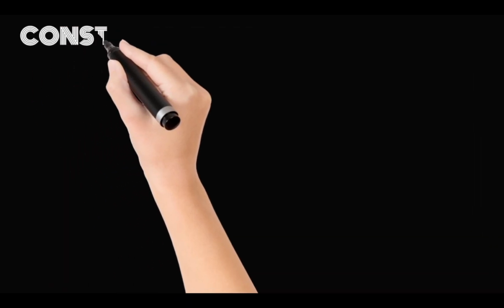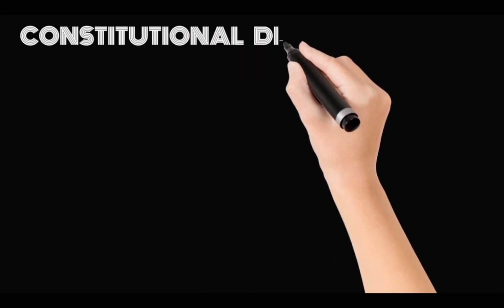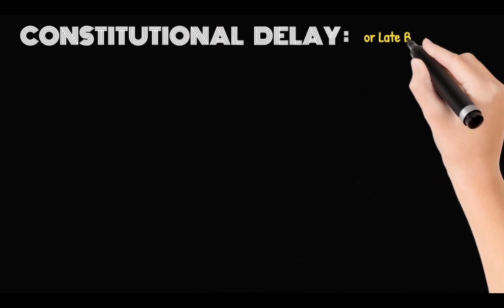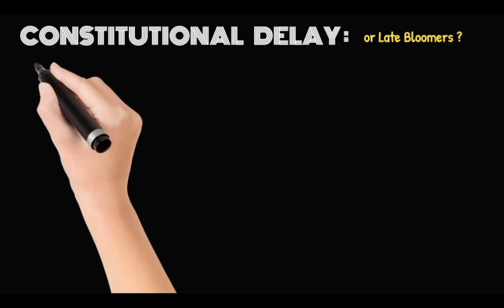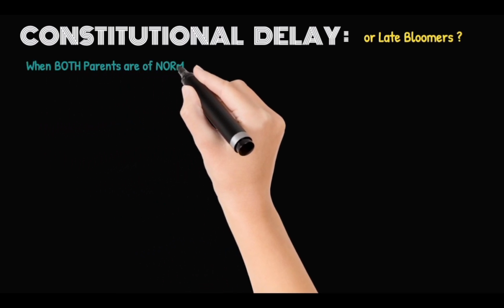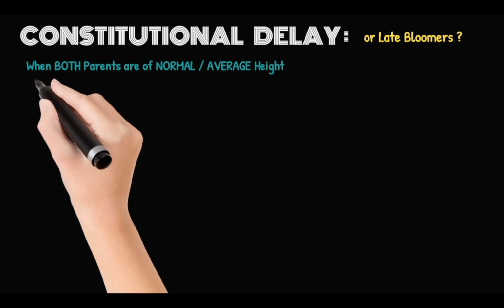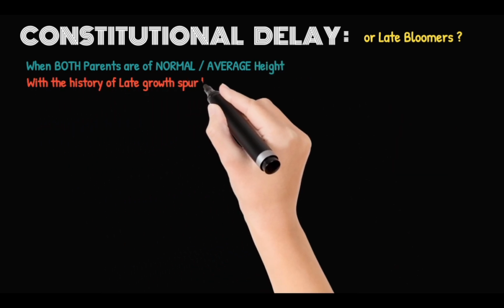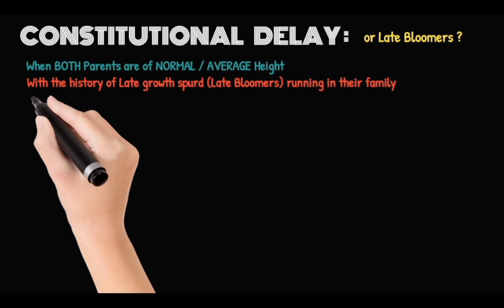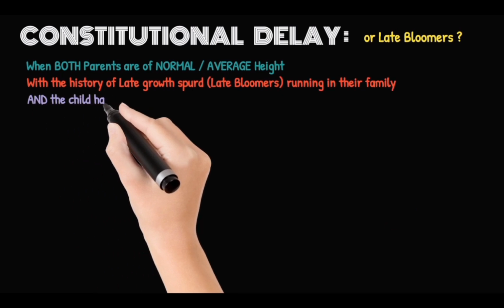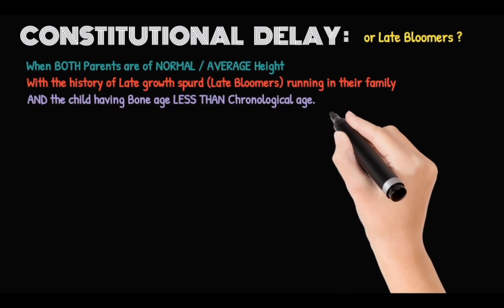Now, the details of the constitutional delay or the late bloomers. To identify that your child has a constitutional delay or is a late bloomer, you need to remember these three pointers. Number one is that both the parents are of normal or average height. Number two is that they have a history of late growth spurt, or they are late bloomers, or they have this factor running in their family. And number three is that your child has bone age less than chronological age.